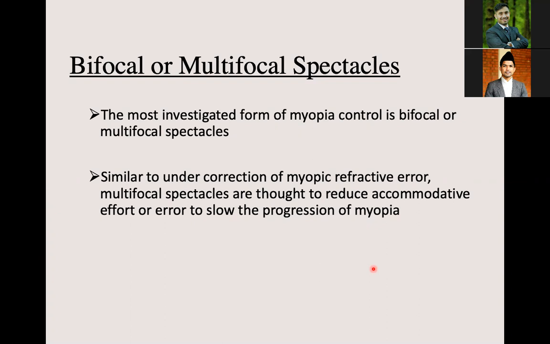bifocal or multifocal spectacles. The most investigated form of myopia control is bifocal or multifocal spectacles. Similar to undercorrection of myopic refractive error, multifocal spectacles are thought to reduce accommodative effort, or accommodative error, to slow the progression of myopia.